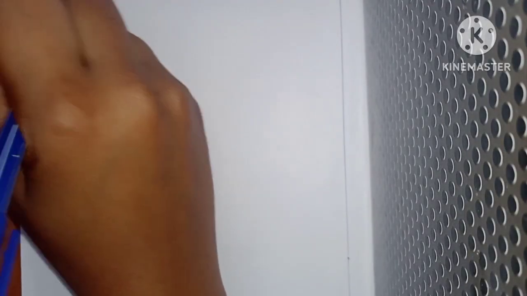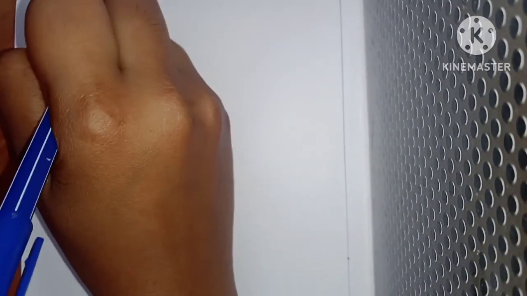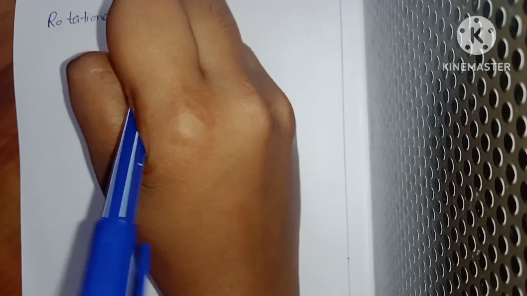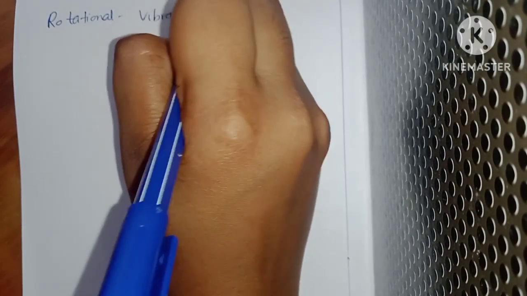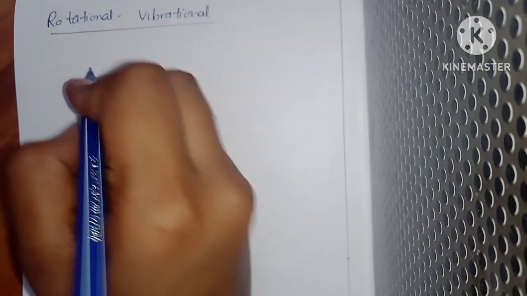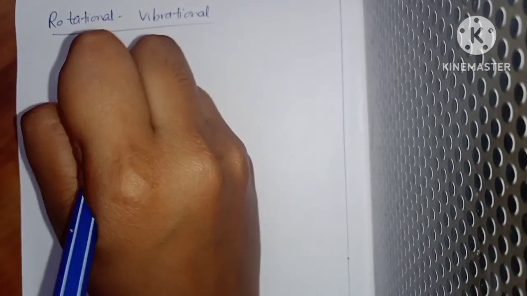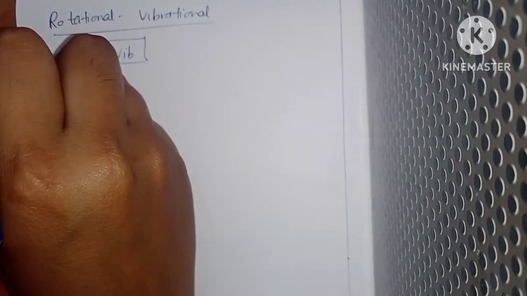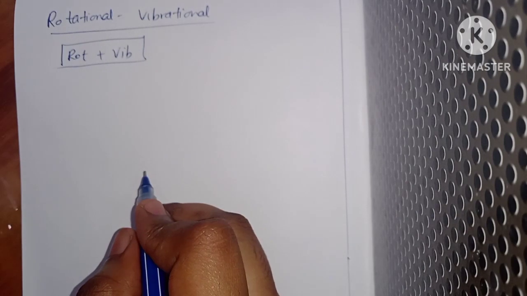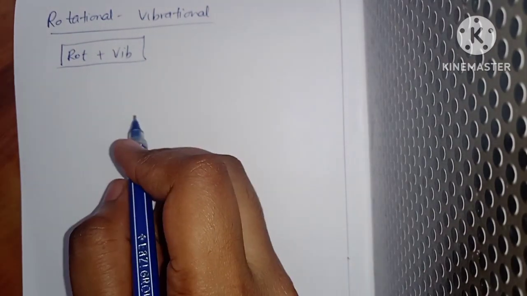Now we are going to discuss rotational vibrational spectra. That means rotational transition and vibrational transition occur simultaneously. Let's see how it works.